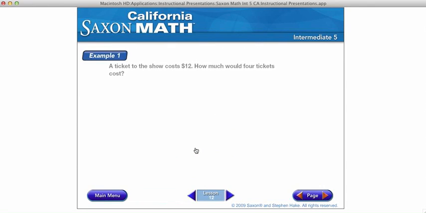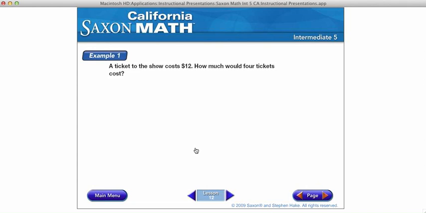Hi everyone, today we're going to be talking about lesson 12, multiplying one-digit numbers. Multiplying by one-digit numbers should be a review for you, but we are going to talk about multiplying using money. And money can get a little bit tricky. So let's take a look at example 1.